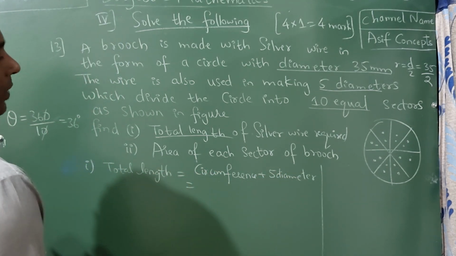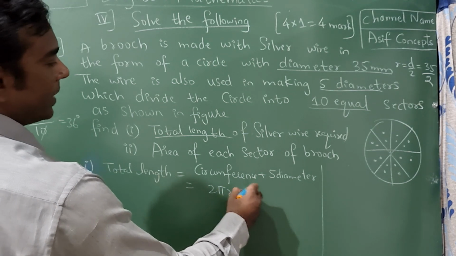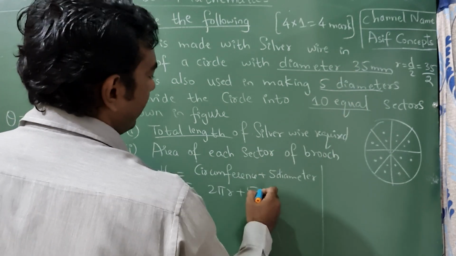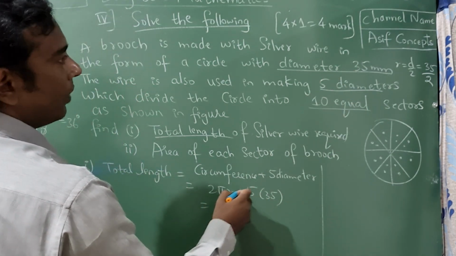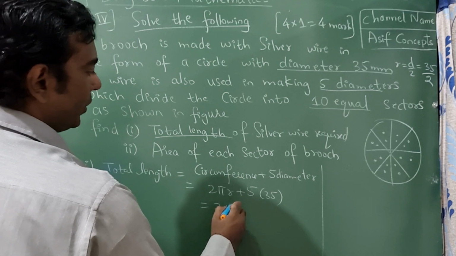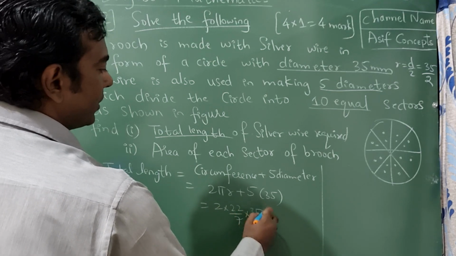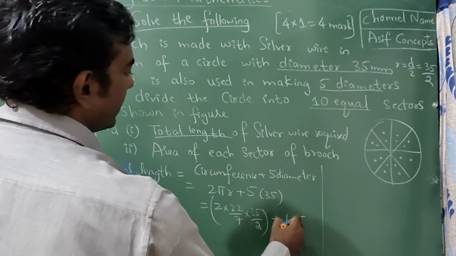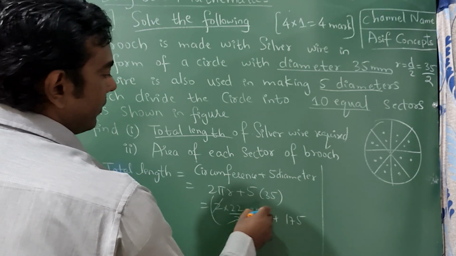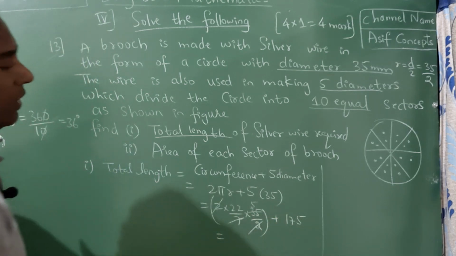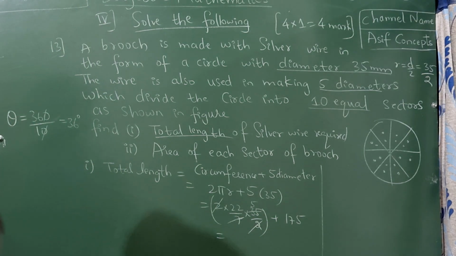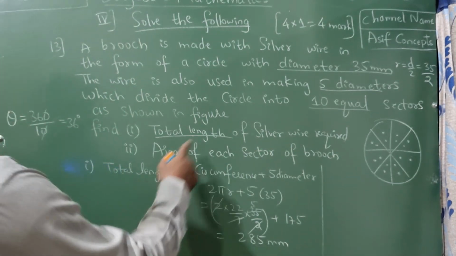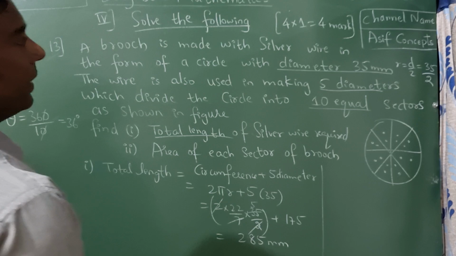Okay, now the circumference formula is 2 pi r plus 5 times the diameter. Diameter is how much? 35. Now r value is 35 by 2. So it is 2 into 22 by 7 into 35 by 2 plus 5 into 35, that is 175. 2 and 2 get cancelled, 7 ones are 7, 5 fives are 25. So if you calculate this, you will get the answer as 285 mm. So total length of the silver wire required is 285 mm.